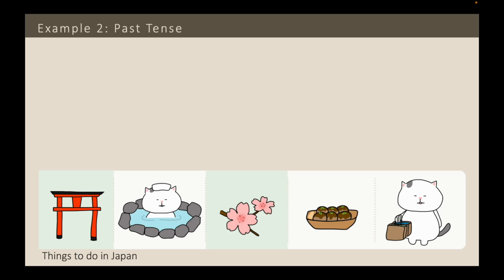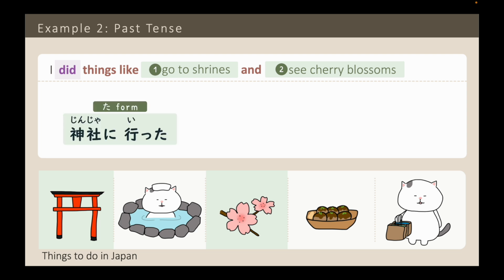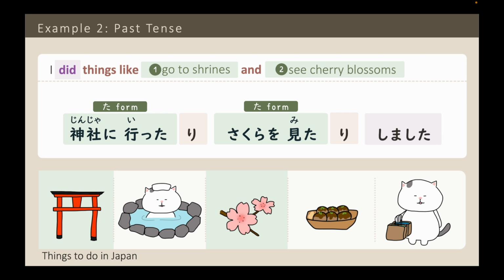Let's say Shiro returned from her trip and someone asked her what she did in Japan. So this time she wants to say, I did things like go to shrines and see cherry blossoms. That would be jinja ni ittari, sakura o mitari shimashita. Here the only change is that shimasu became the past tense shimashita.